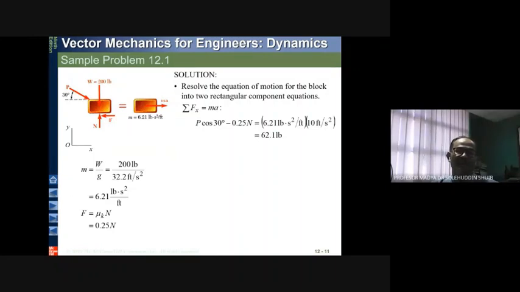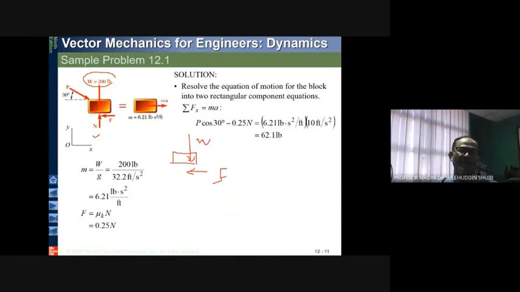So we have the block. You push it to the right, from left to right. So this force, and then we have the frictional force. Frictional force opposes the direction of motion. And then you have normal force, and you also have a body weight. So we have this block, the frictional force here, the body weight, and then we have this P.